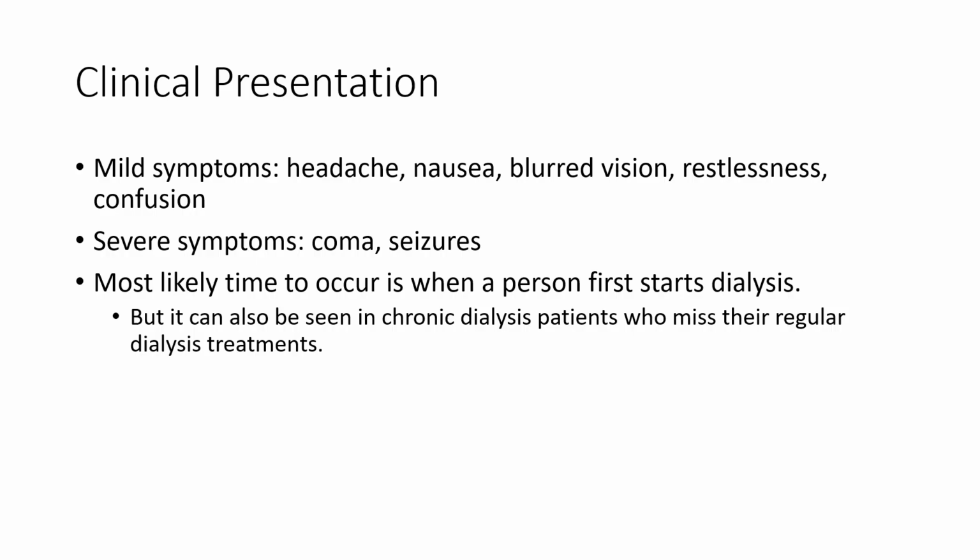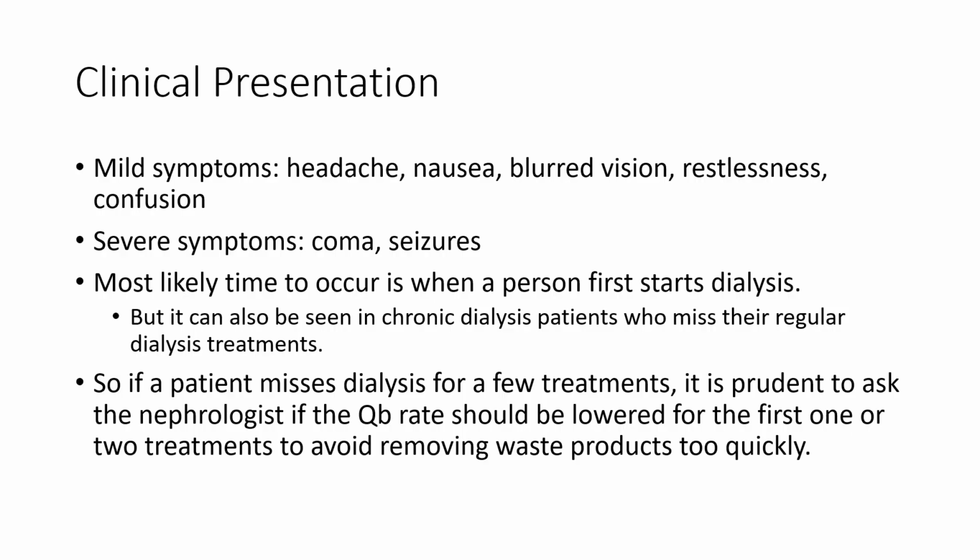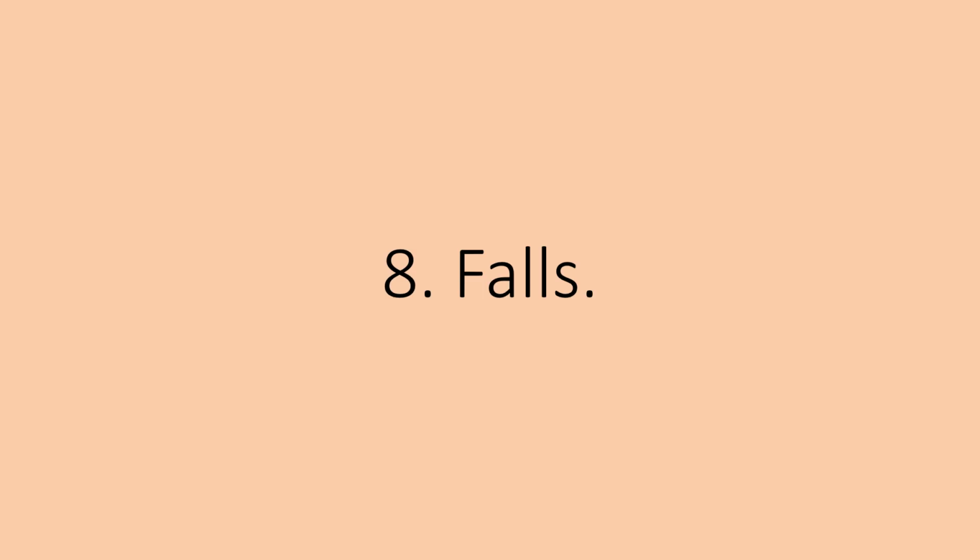And this is why the nephrologist generally orders a low blood flow rate and a shortened dialysis treatment for a new patient. However, it can be seen in chronic patients who miss their regular dialysis treatment. So if a patient misses dialysis, say for a week or something like that, it is prudent to ask the nephrologist if the blood flow rate should be lowered for the first 1 or 2 treatments to avoid removing waste products too quickly.